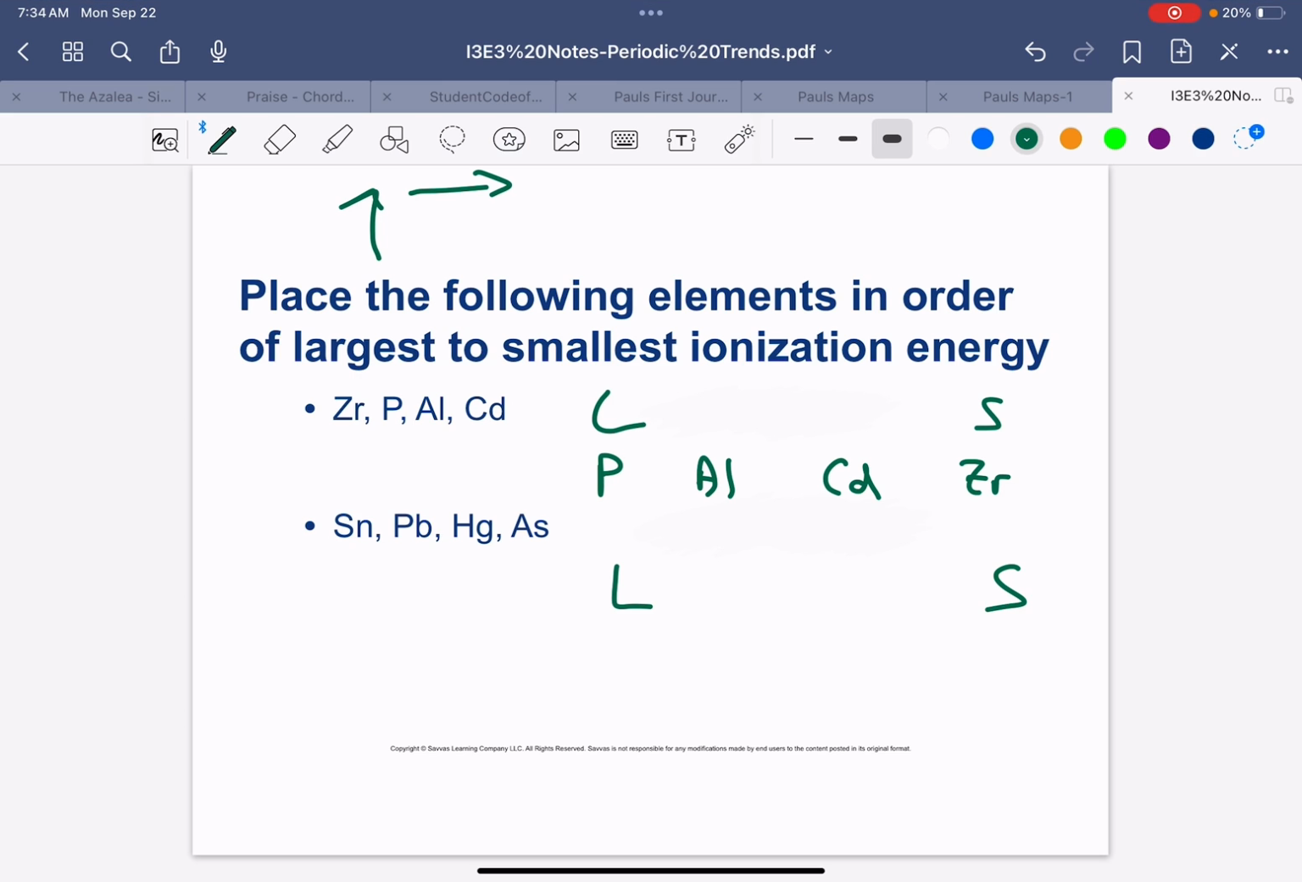Tin, lead, mercury, and arsenic. Feel free to pause so that you can work on this. So arsenic is going to have the largest. It is furthest up and to the right. And then we're going to have tin, and then lead, and then mercury.